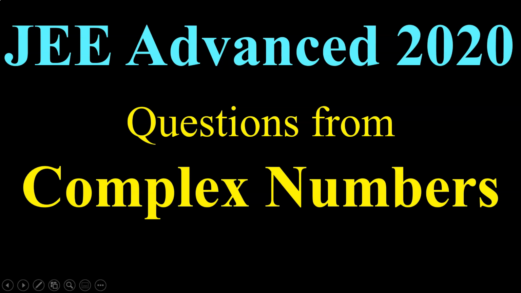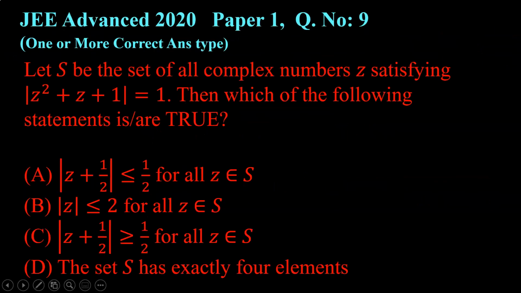Hello students, in this video we are going to look at the questions asked in JEE Advanced 2020 from the chapter complex numbers. They have asked two questions, one in each paper. In paper 1, this is a one or more than one correct answer type question. This is a very good question.